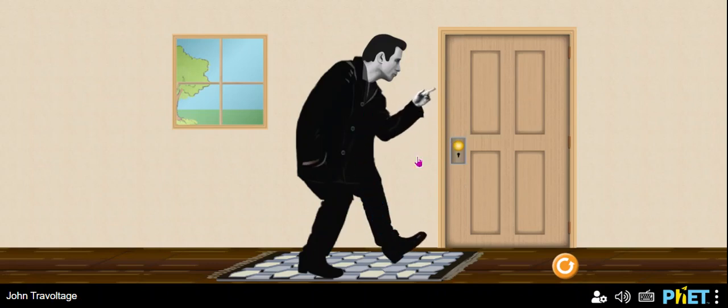Now watch what happens. If there's a lot of electrons in this man, just watch what happens. Ouch. He didn't have to touch the doorknob, and yet there was a zap. He still lost electrons to the door. He didn't have to touch it. Let me just show you that again. Ouch. Okay, so this is where grounding comes into place.